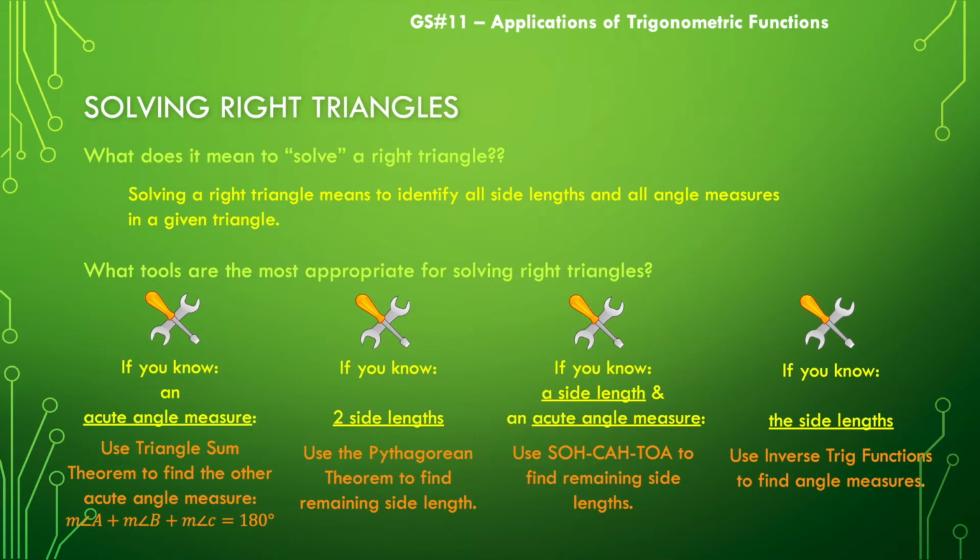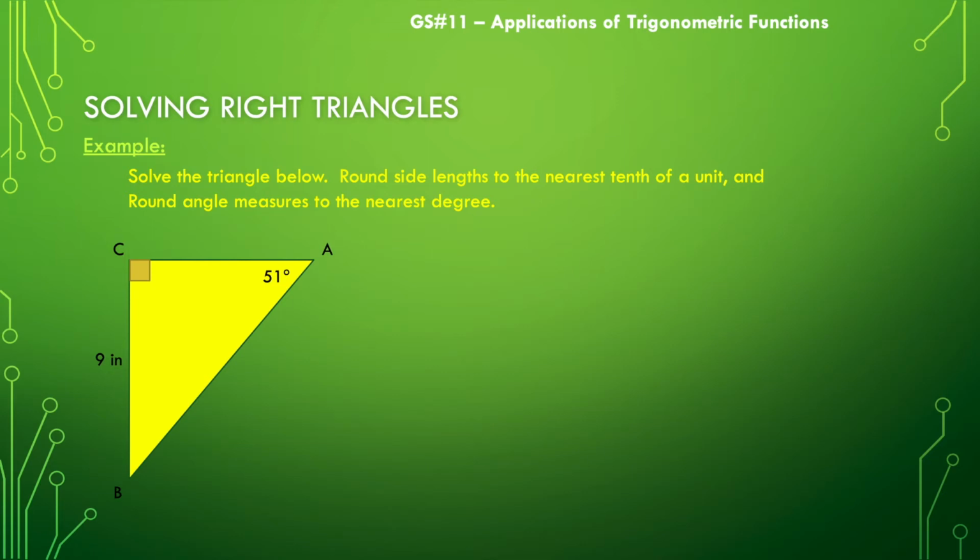So let's try a couple of examples. Here's an example of a triangle. Notice that we are given that the measure of angle A is 51 degrees and this side length is 9 inches. Remember that it is convention to name the opposite side to an angle with the same letter but in lowercase. So this is going to be side a, this will be side b, and this will be side c.